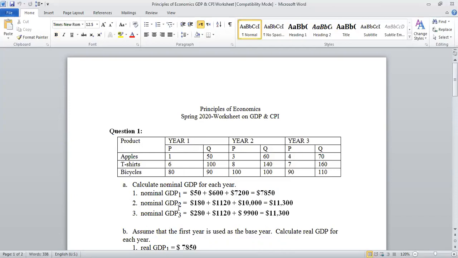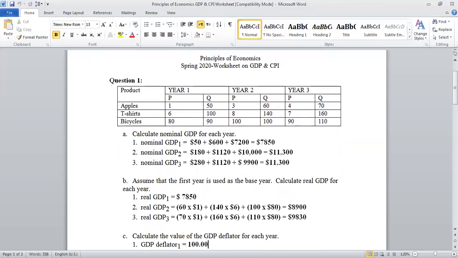Nominal GDP for year 2 is going to be what? Again, for apples, the market value is 3 times 60, which is 180, plus for t-shirts, that's 8 times 140, you get 1,120. And then for bicycles, that's 100 times 100, you get 10,000. Add the 3, you get 11,300. The nominal GDP for year 3, again, for apples, that's 4 times 70, you get 280, plus 7 times 160, you get 1,120, and then 90 times 110, you get 9,900. Add the 3, you get 11,300. This is the nominal GDP for the 3 years.